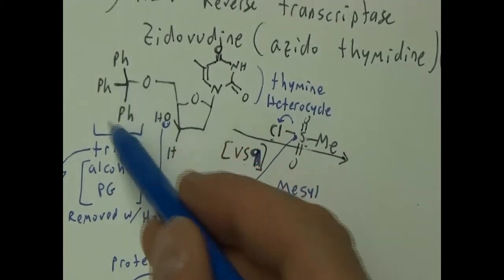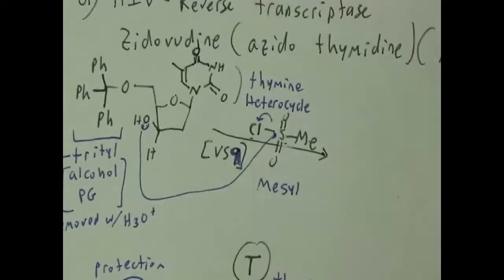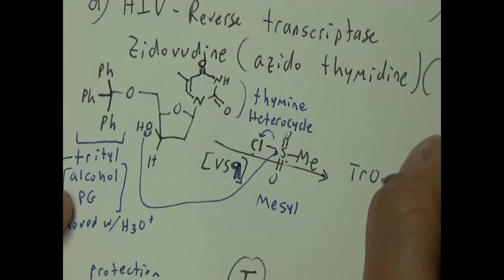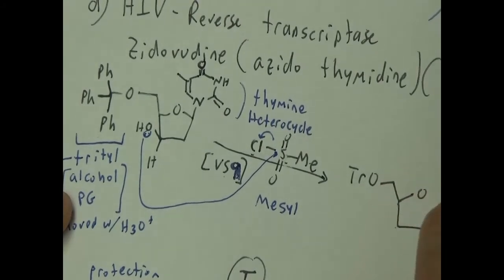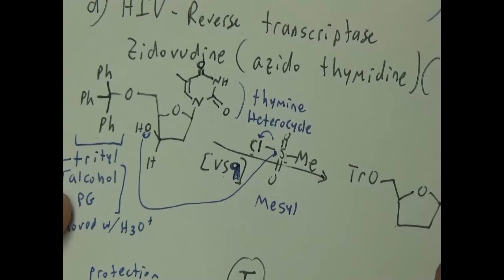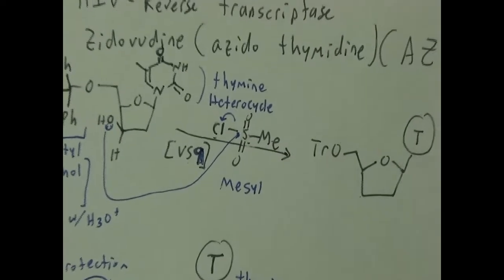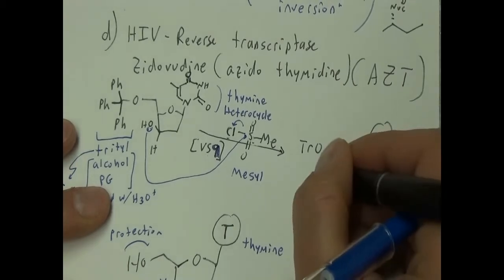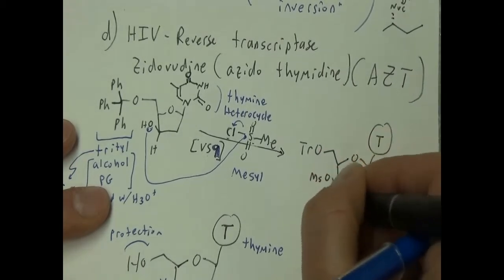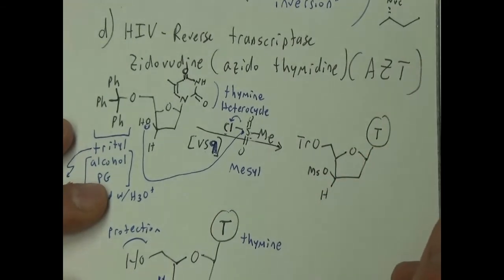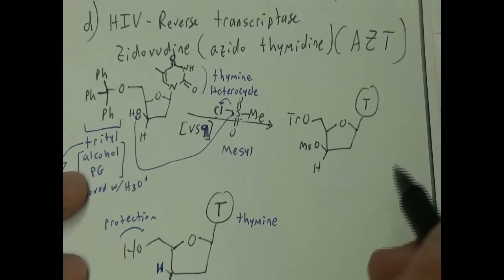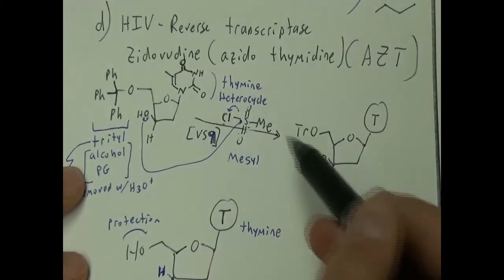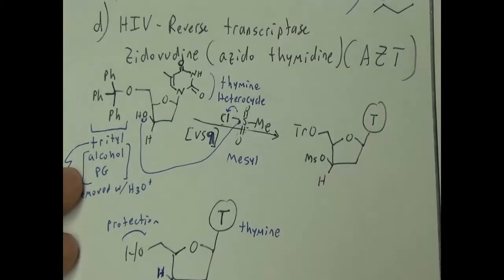And I'm going to abbreviate this thing trityl, TR, like we said. So what do we got now? We got TRO, we got our T, and this thing is abbreviated OMS. That's the abbreviation for it. Okay, so that's all we did. We made it into a good leaving group, but not inverting it. That's because we used this kind of cool special trick here.